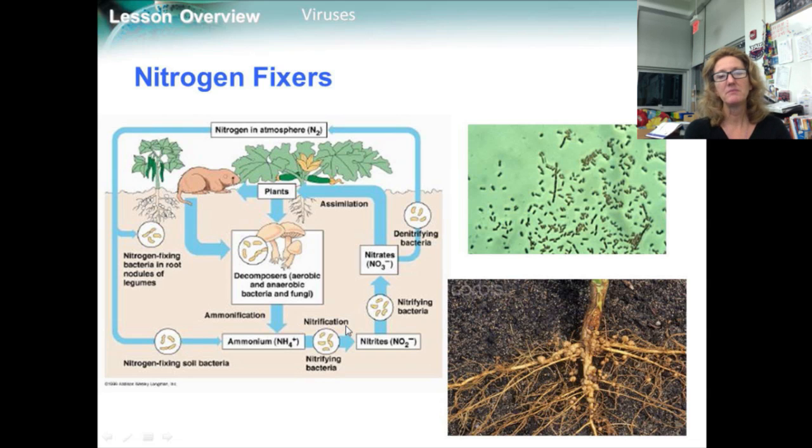Some plants have symbiotic relationships with nitrogen-fixing prokaryotes. The bacteria Rhizobium grows in nodules or knobs on the roots of, right here, you can see right there, legumes, such as clover, where they convert atmospheric nitrogen into a form that is usable by plants.